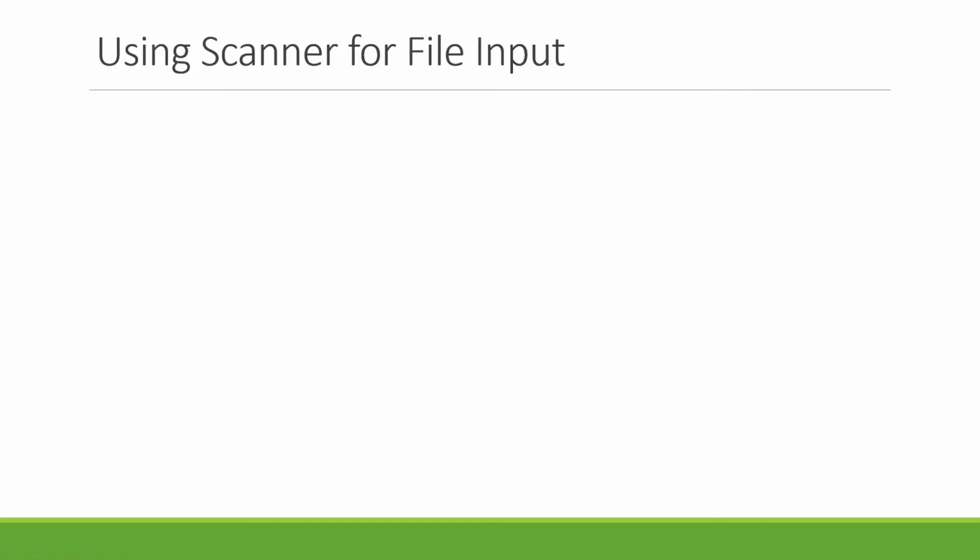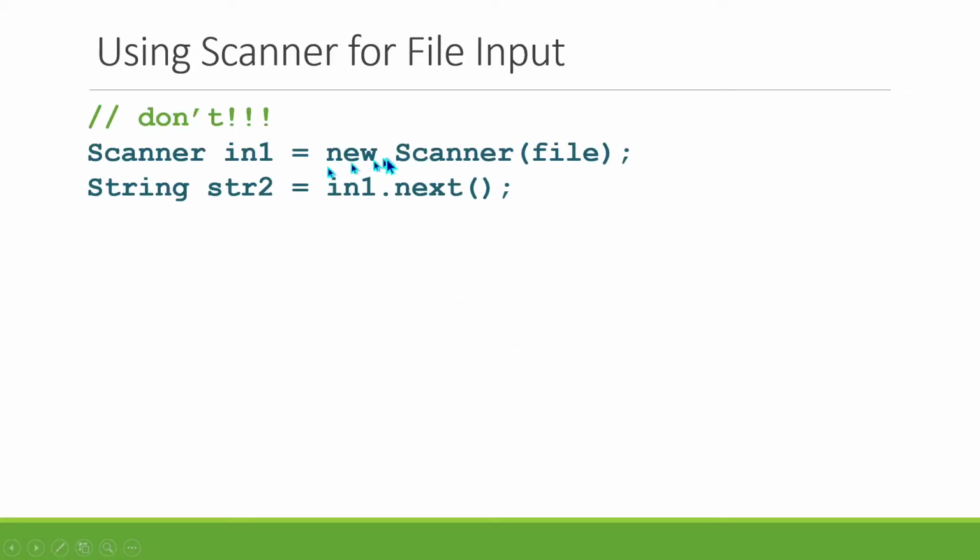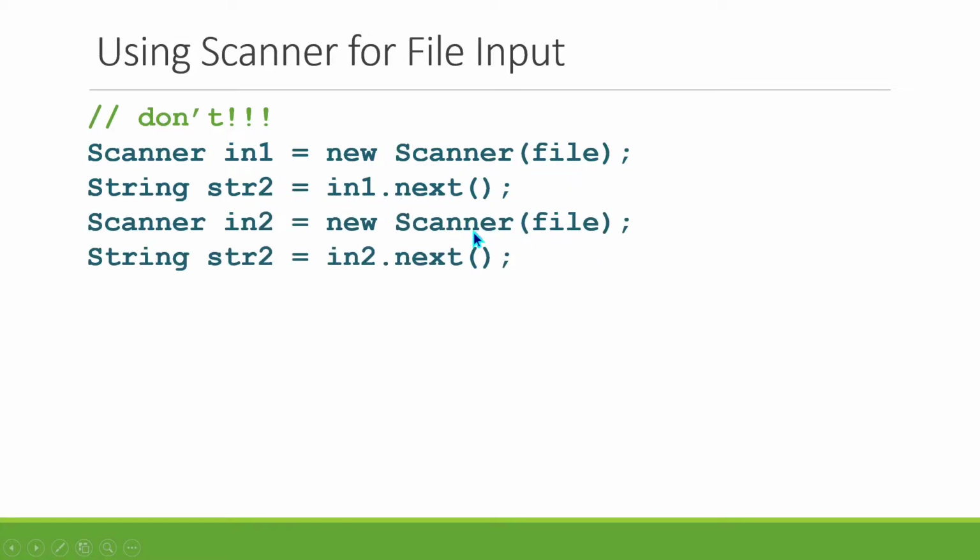Another thing you want to be careful that you don't do with scanners. If you create a scanner to a file and then read some data, don't create another scanner to the same file to read the next piece of data. Every time you create a scanner and connect it to a file, it's going to start at the beginning of the file. And if you're saying, yeah, but I read through my file and now I want to go back to the beginning, that's true. The only way to do that is to reinstantiate the same scanner. So if you want to do that, instead of making a second brand new scanner, just say in one equals new Scanner. That's totally okay.